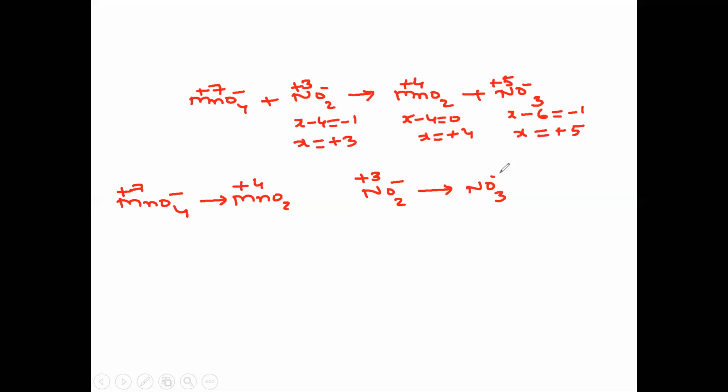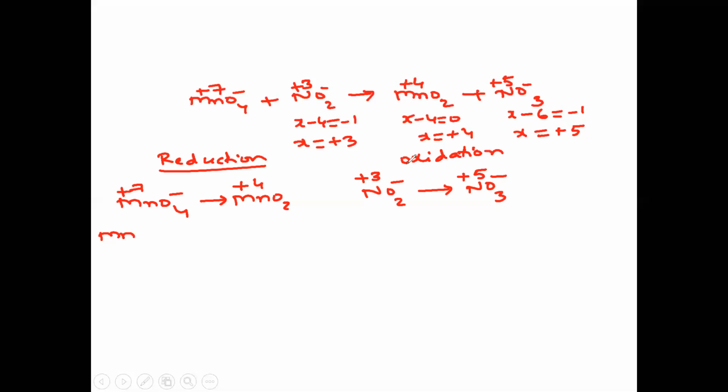Same like acidic medium only, but the only thing is we have to add OH minus, that's all. So plus 5. Now here you can see plus 7 changes to plus 4, the difference is 3, and plus 3 changes to plus 5, difference is 2. Now writing here what happens. Next, to the side deficit of oxygen atoms, add an equal number of water molecules. So here I'm writing, this is called reduction, because of decreasing oxidation number, and this is called oxidation because of increasing oxidation number.